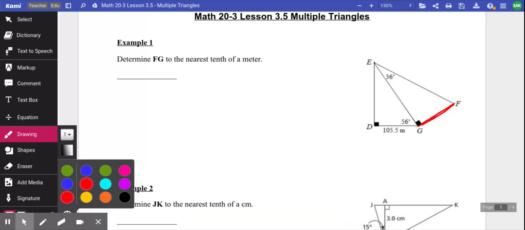Now, with these double triangles, it's important that you can identify where the two right angle triangles are. So the first one is this one, which I'm going to do in red. The second one is right here. And remember that we only are working with right angle triangles. So if there are other triangles, they're irrelevant to us because they're not right angle triangles.